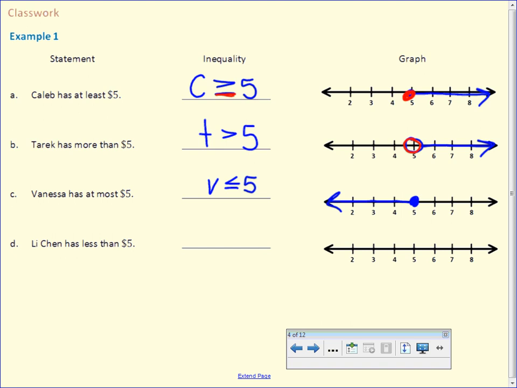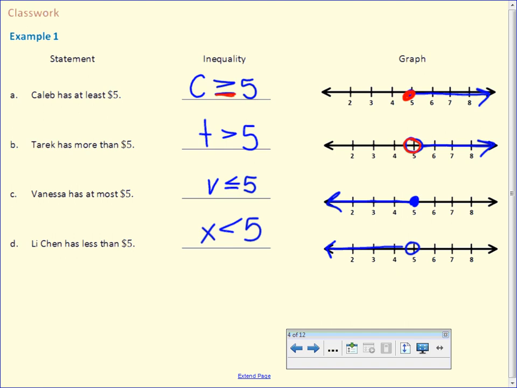Lee Chen has less than $5. I'm going to use an X because I don't want to use an L because then that can get confusing. It could look like a 1. So I'm just going to use an X. He has less than $5. Could it equal $5? No. It's less than 5. So I'm going to use an open circle because it's not equal to 5. Any questions on A through D? Any questions?